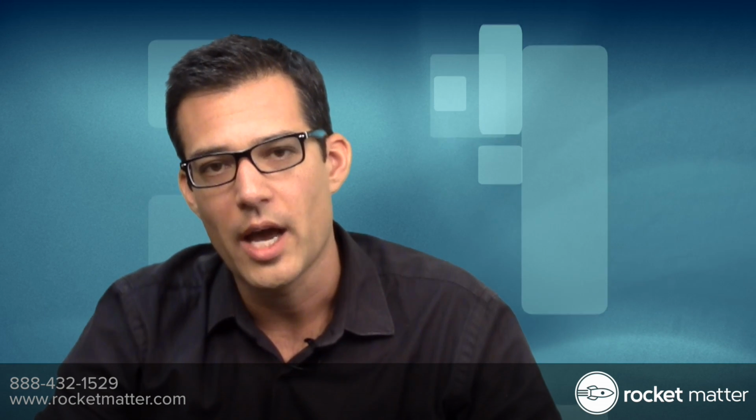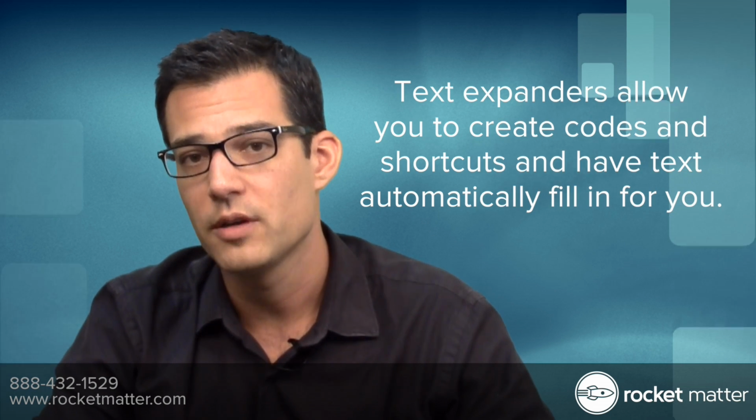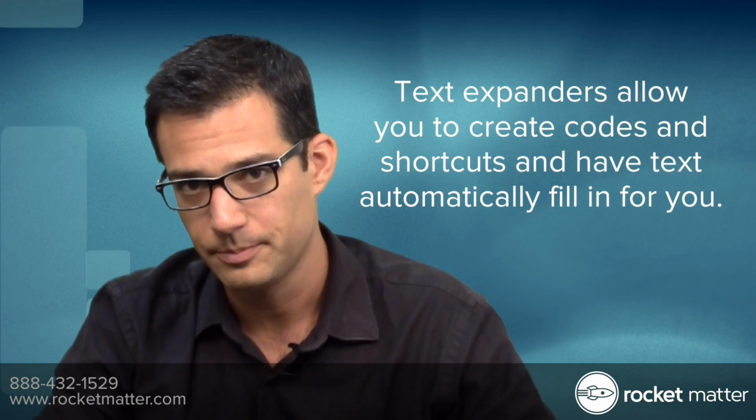How can I type in a code or abbreviation and have text automatically expand? So I got this question when I was visiting a Rocket Matter partner firm recently. The question is that could we have some sort of code system in Rocket Matter so that we could type in a couple letters and have text just automatically fill in? It turns out that there are solutions out there, and there's a whole category of software product called text expanders.